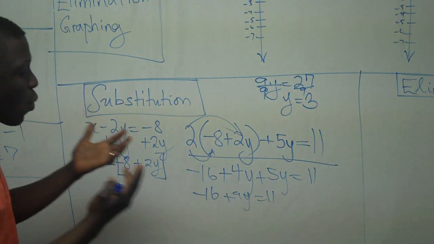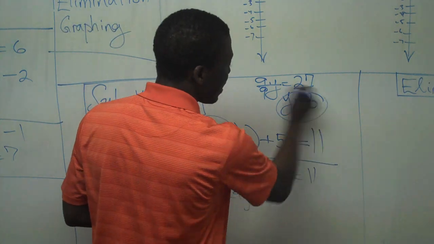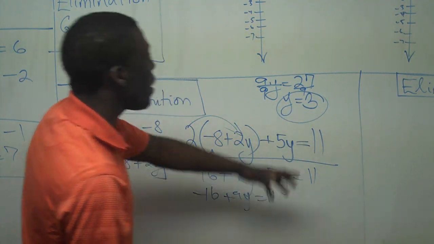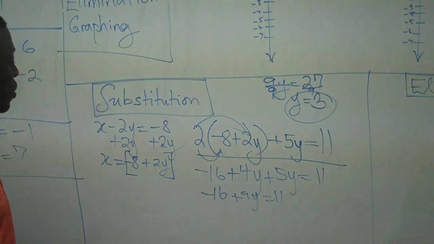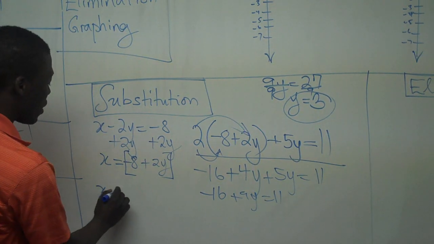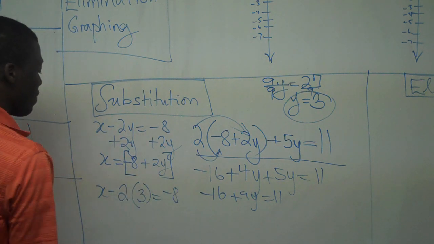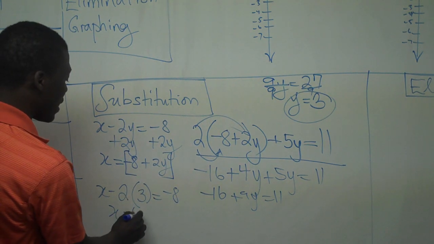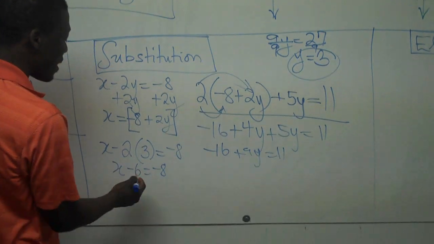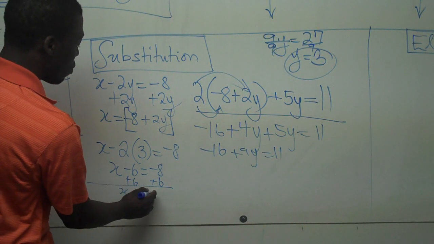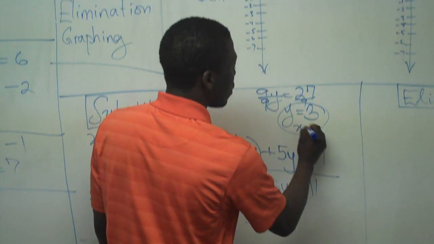We have solved for y, but we don't know what x is. So we take y is equal to 3 and plug it back into one of our equations. So we have x minus 2 times 3 is equal to negative 8. And so x minus 6 is equal to negative 8. So what is x? You add 6 to both sides. x is equal to negative 2.